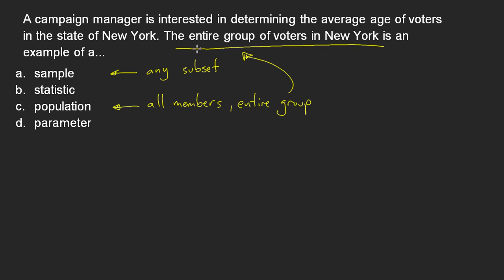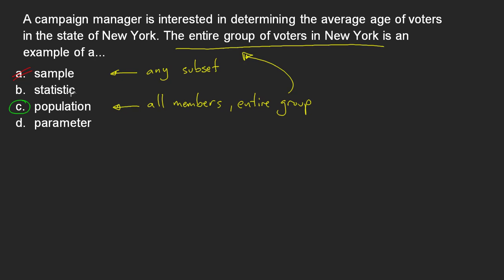Now, that's not what's happening here. Here, we're supposed to identify who the entire group of voters in New York is, and that is the entire group. It's all members of the people we're interested in, the voters in the state of New York. So we've identified here that we've got a population. We do not have a sample, because a sample would not be talking about the entire group.